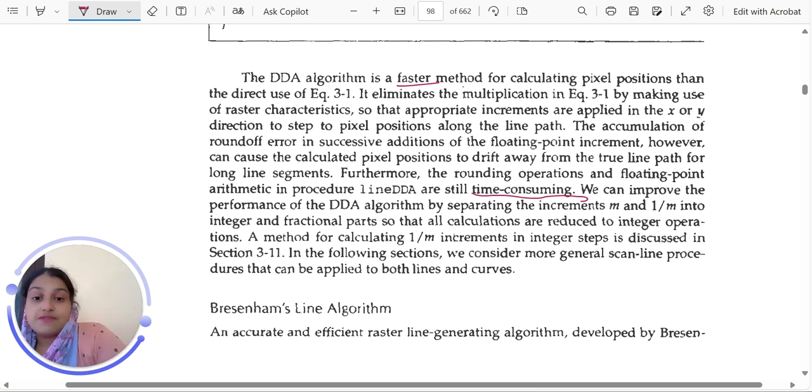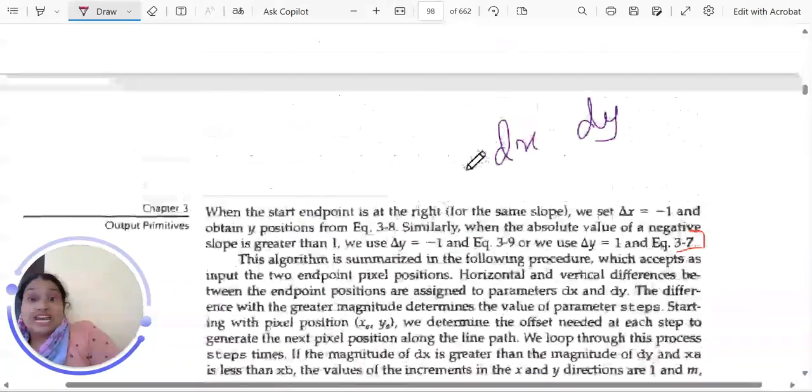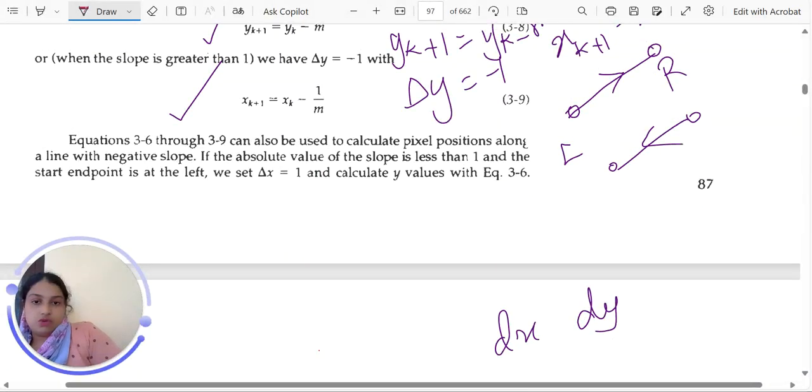We can improve the performance of the DDA algorithm by separating the increments, that is m and 1 by m, into integer and fractional parts, so that all calculations are reduced to integer operations. A method for calculating 1 by m increments in integer steps, we will have in the next session. So this is about the DDA algorithm. I'll go to the notes.